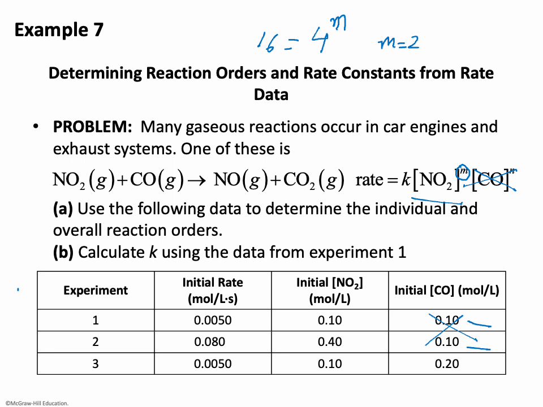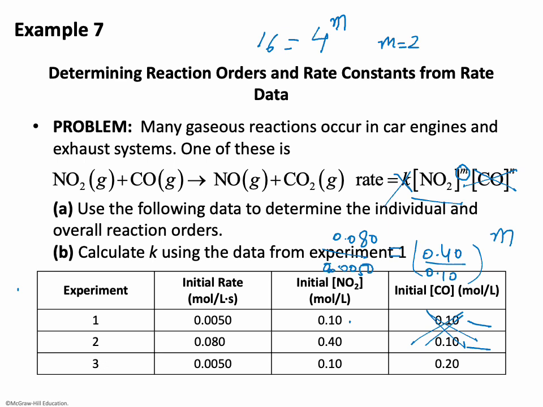I know this will not be there and I know K will not be there, so the only difference is rate equals this over rate equals this, right? So 2 rates. Your choice, you want to do 1 over 2 or 2 over 1. I like to do 2 over 1 because I can see this is a bigger number, right? So if I do 0.40 divided by 0.10 to the power of m equals rate of 2, which is 0.080 divided by 0.0050.